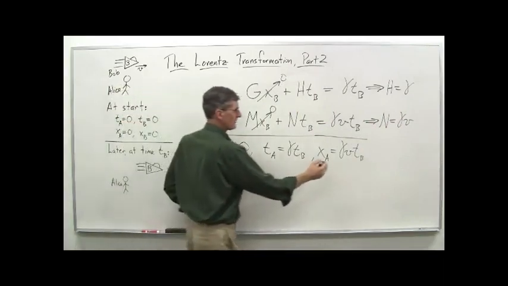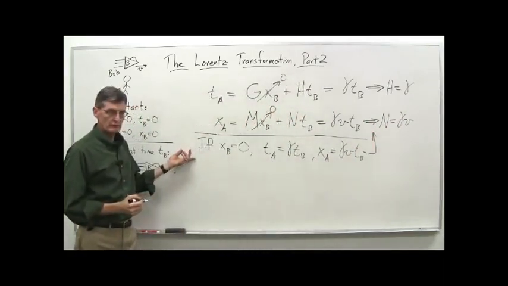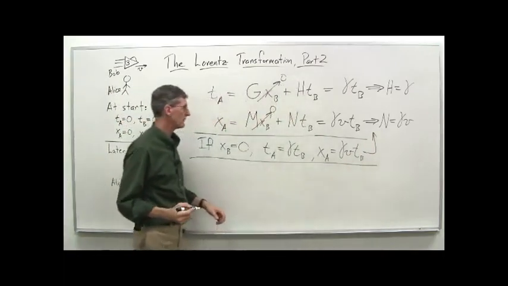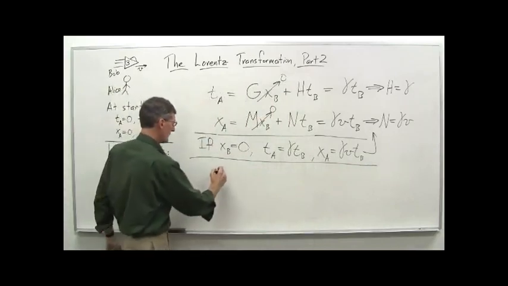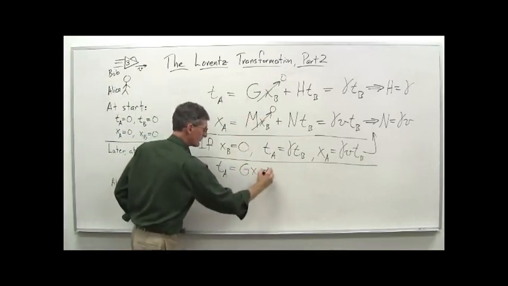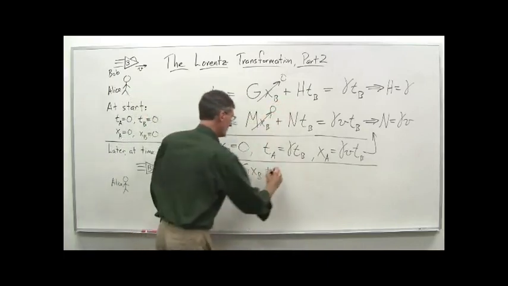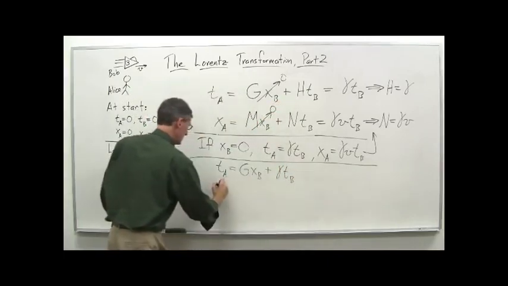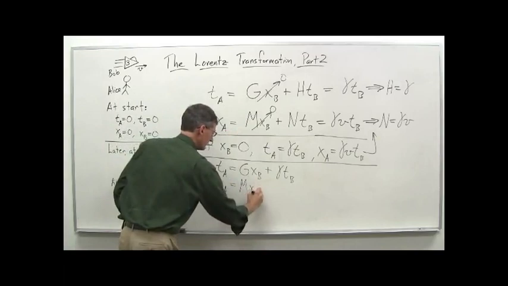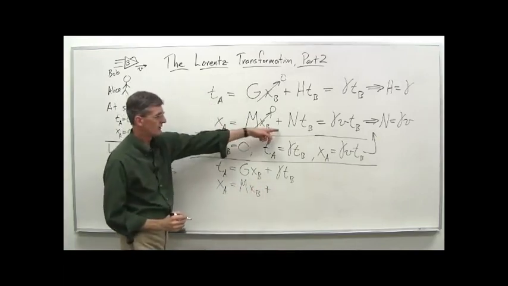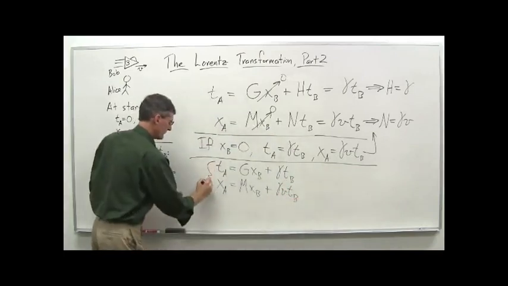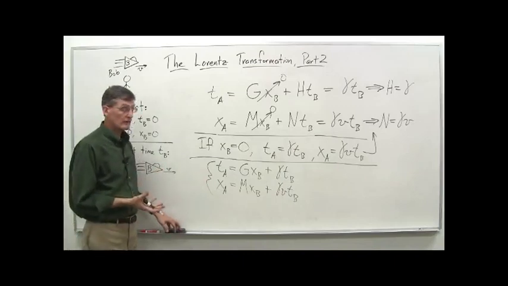Therefore, here's what we've got. So the way we got this is we applied our special case, XB equals 0, to those general equations. And therefore, we're halfway there. Because now we can write our general equations as this. TA equals, we still don't know what G is, G XB plus H is gamma, plus gamma TB, and XA equals M times XB plus N is gamma V TB. So those are our two Lorentz transformation equations.